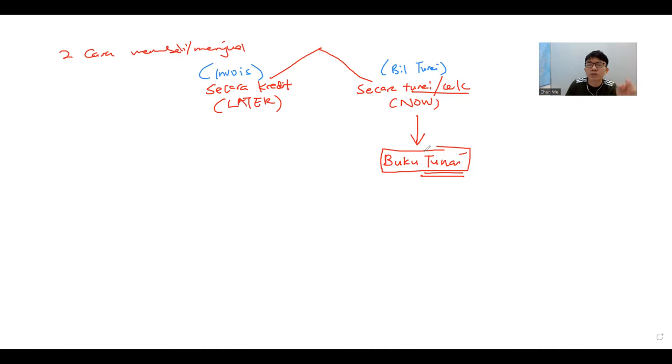But if someone says secara kredit, then you have to think, because ada dua. Depending on apa yang kamu beli atau apa yang kamu jual yang secara kredit, for secara kredit, it is either journal A or journal B.